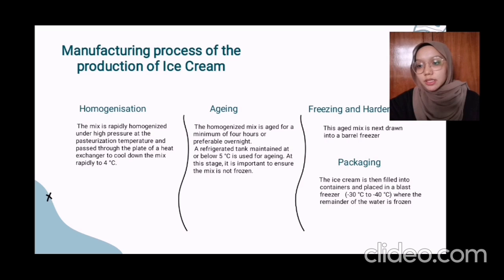Next, the homogenized mix is aged for a minimum of 4 hours or preferably overnight. A refrigerated tank maintained at or below 5 degrees Celsius is used for aging. At this stage, it is important to ensure the mix is not frozen. This allows time for the fat to cool down and crystallize, and for the proteins and polysaccharides to fully hydrate.